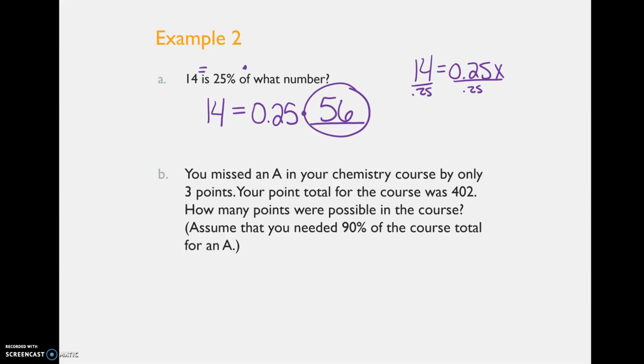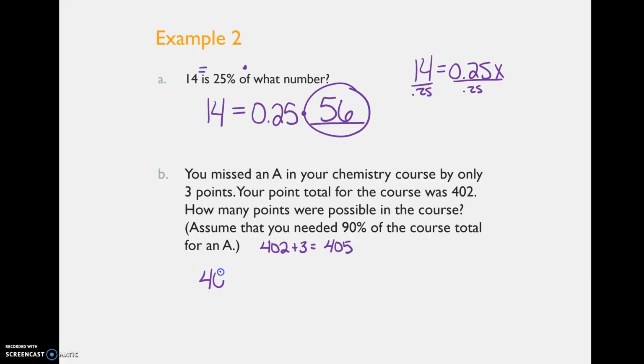B is worded kind of weird. You missed an A in your chemistry course by only 3 points. Your total points for the course was 402 points. How many points were possible in the course? Assume that 90% is an A. So you missed the A by 3 points. That means if you had 405 points, you would have had an A. You would have had 90%.